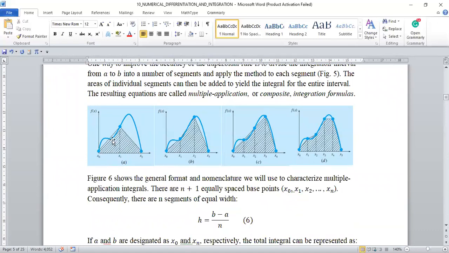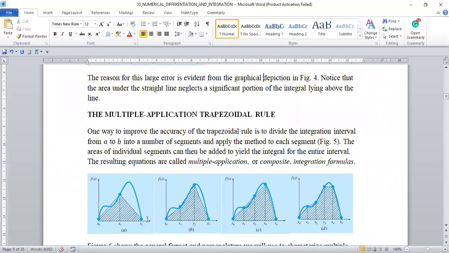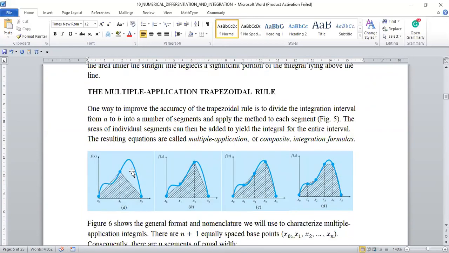So we use a straight line from here to here. Then we use a straight line to approximate the polynomial from here to here. Using two segments gives us less error compared to not using any segment at all. This area is not covered and this area is not covered, though it still reduces the error.